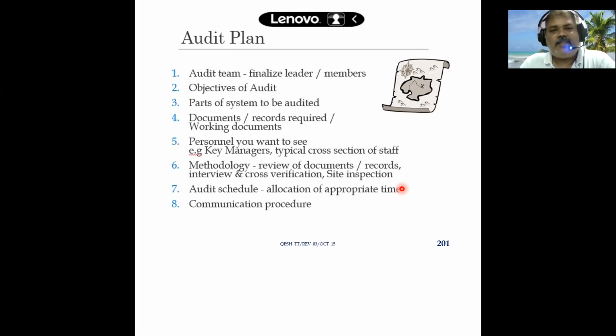Okay, audit plan. So your audit team must have finalized the leaders and members, and you have to mention the objectives of the audit and parts of the system to the auditor. So what audit team are you going to do, right? Let's say, of course, the company has an integrated system. We all go together. So that's another thing. Then your documents, records, working documents, and personally, you want to see key managers, a typical cross-section of the staff.